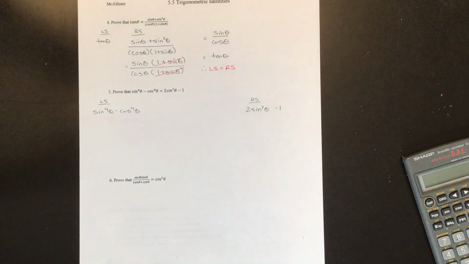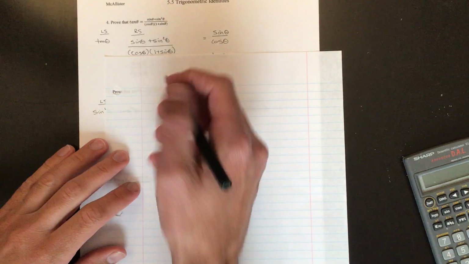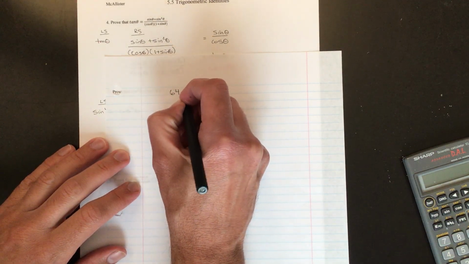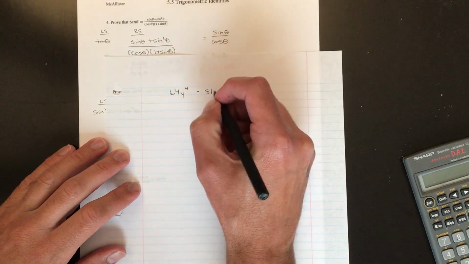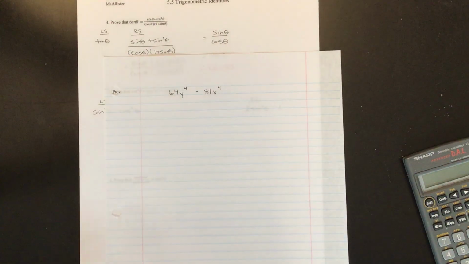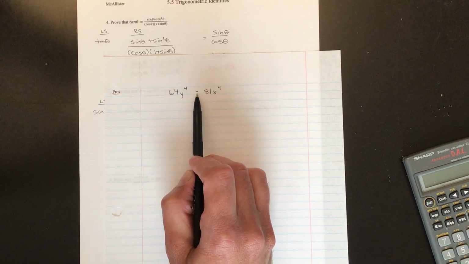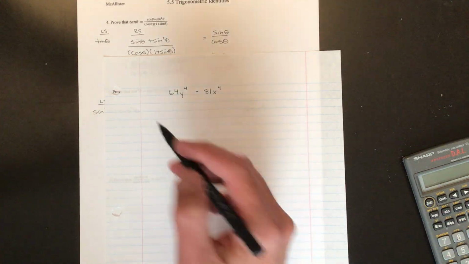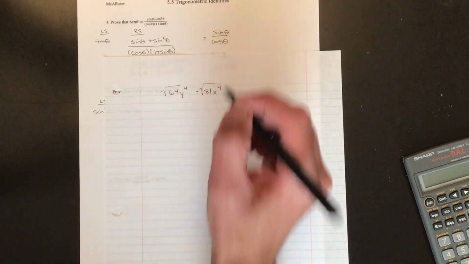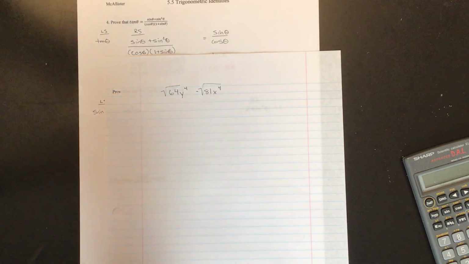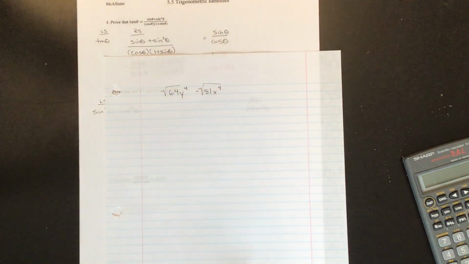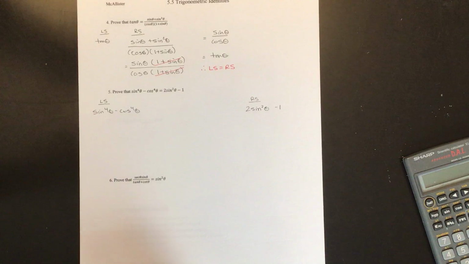Now, how do we factor this? Well, first off, we have to remember all the way back to Unit 2 to our 5 factoring methods. And if I gave you a question like 64 y to the 4th minus 81 x to the 4th, we'll say, and I asked you to factor that: 2 terms separated by a subtraction sign. Difference of squares. Square root the first term, square root the second term. So for question 5, this is a difference of squares.